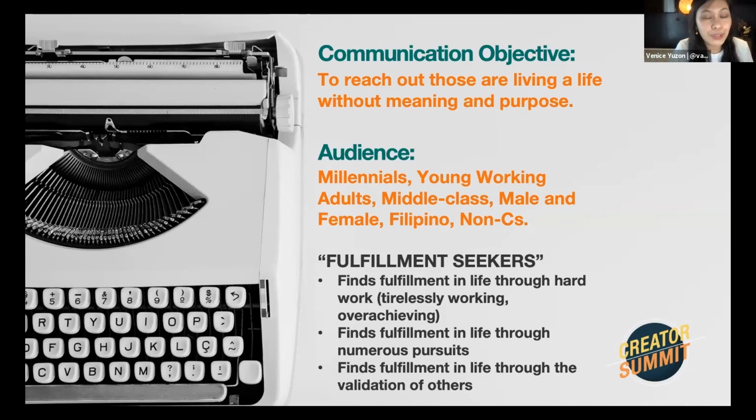Meaning to say, by numerous pursuits, they are travelers. They try exciting things. They try different types of food. Okay, so they find fulfillment in different pursuits. The third one is they find fulfillment in life through validation of others, aka social media. So they keep posting on what they do, they keep posting their selfies, they keep posting what they have, their material things, because they think they can get fulfillment in life through the validation of others.